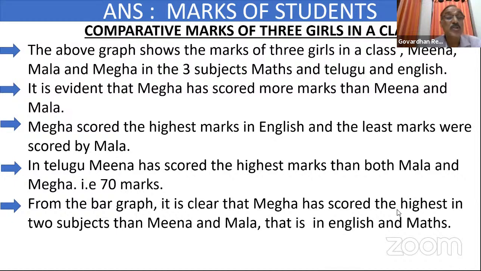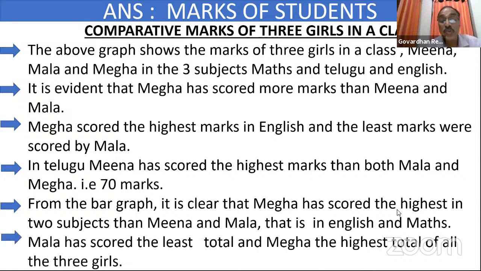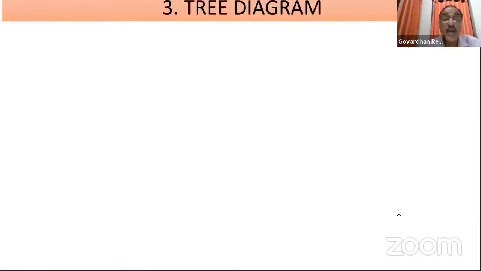Now we can write another sentence also. Mala has scored the least total and Megha has scored the highest total of all the three girls. That is the thing which I have said in the beginning itself, that Megha, the third girl, has scored the highest of all. Now coming to a tree diagram, which is the third mode of information transfer.